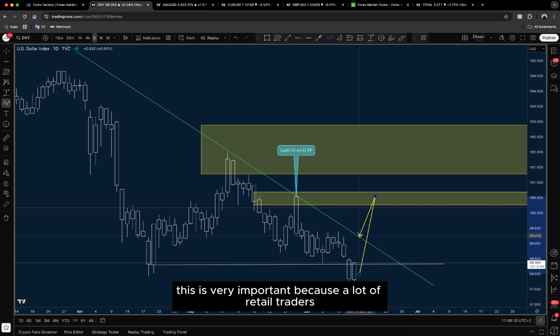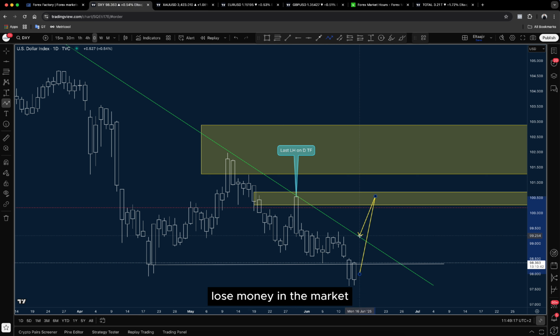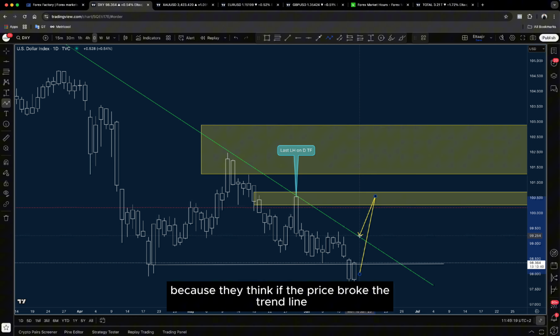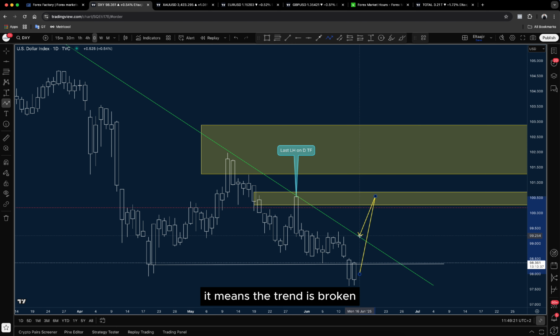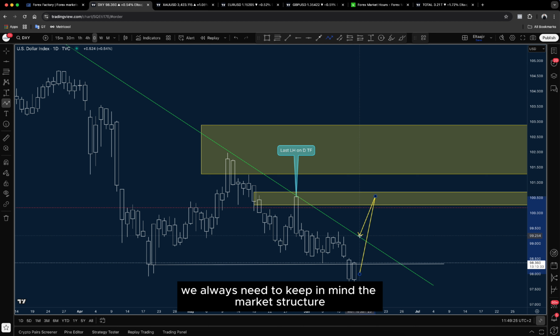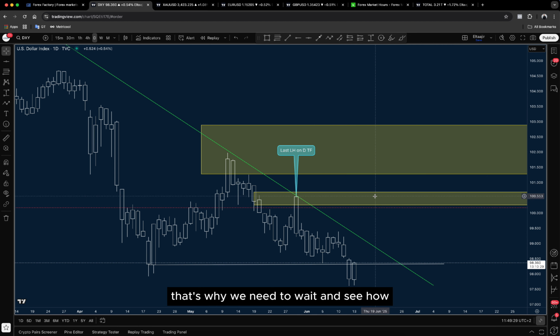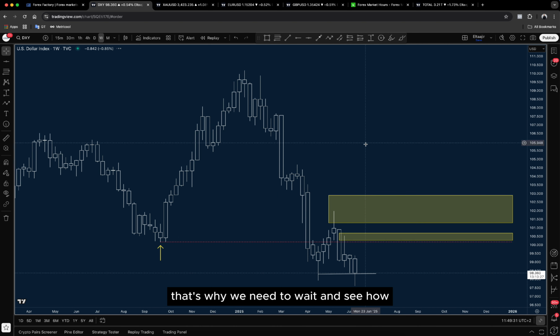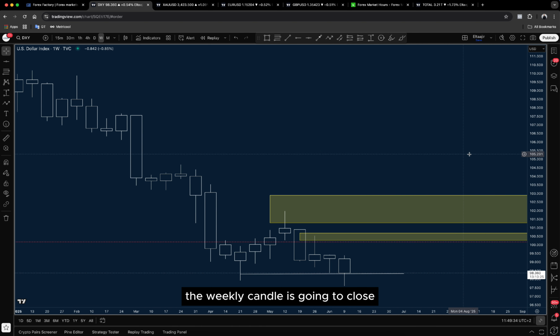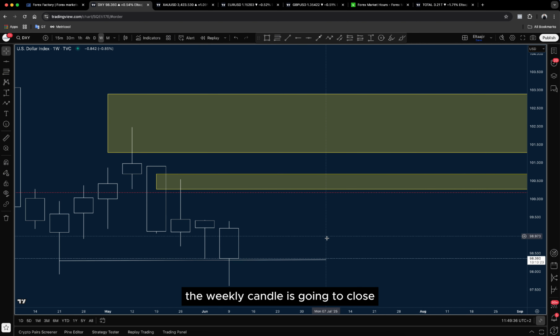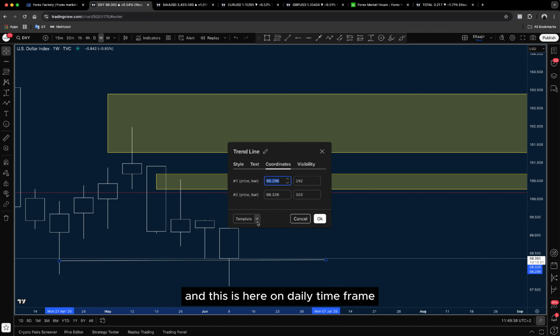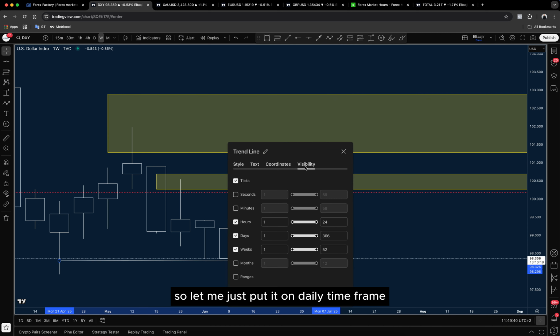This is very important because a lot of retail traders lose money in the market because they think if the price broke the trend line, it means the trend is broken, which is not the case. We always need to keep in mind the market structure. This is a very important thing to keep in mind. That's why we need to wait and see how the weekly candle is going to close. And this is here on the daily time frame, so let me just put it on the daily time frame.